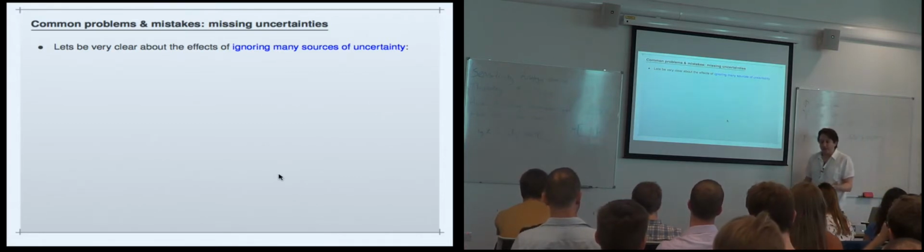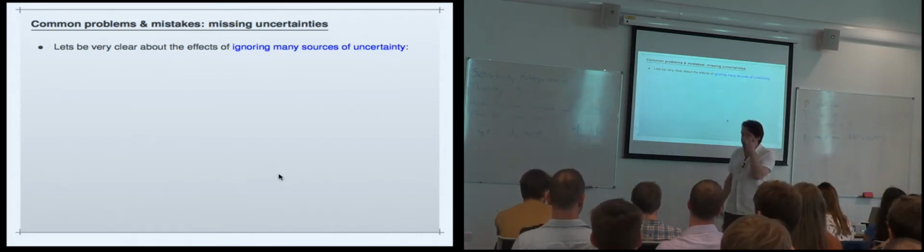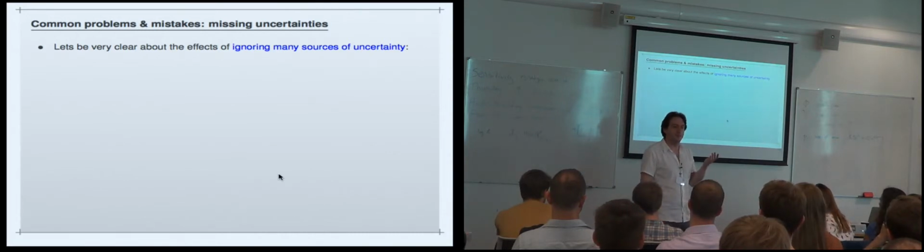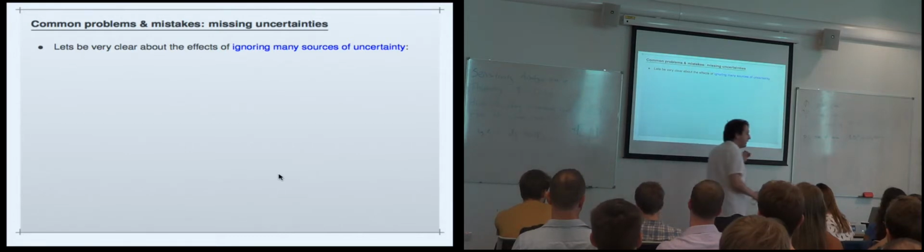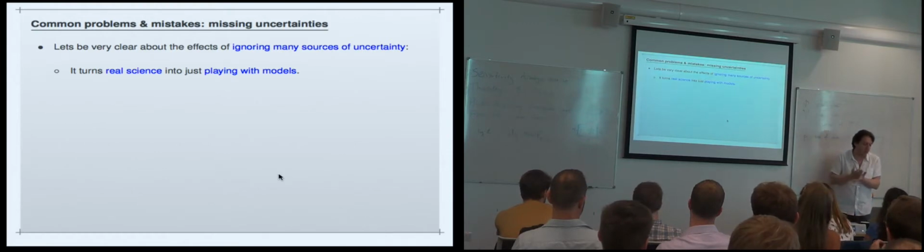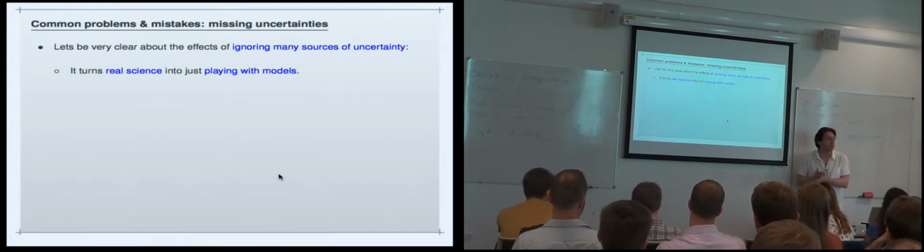Let's be very clear. It's kind of normal. You listen to a statistician talk, and as I say, I bang on about lots of uncertainties, and I say, oh, guess what? They're dead important. Well, of course they are, because that's what statistics is based on, right? Of course I'm going to say that, okay? But let's be very clear about what I mean. What are the consequences of ignoring many sources of uncertainty? Well, this is the one I'd hit scientists with first. It turns real science into just playing with models, okay?